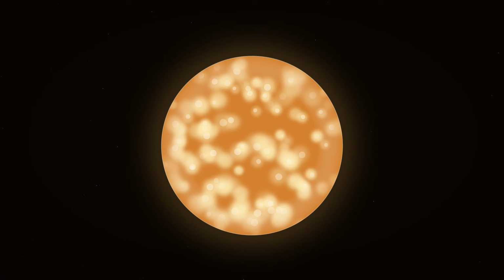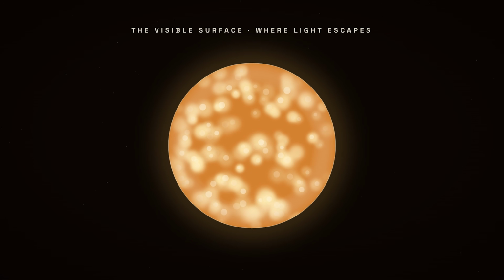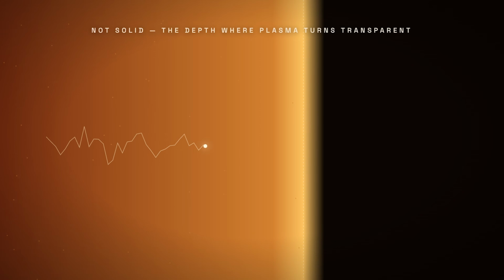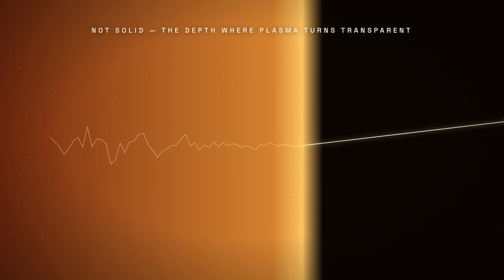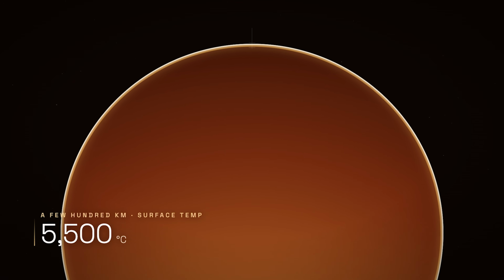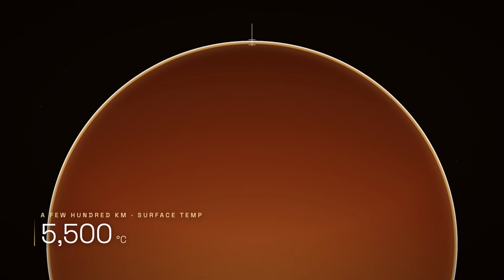Photosphere. The photosphere is the visible surface of the sun, the layer from which nearly all its light escapes into space. It is not solid. It is simply the depth at which the plasma becomes transparent enough for photons to travel freely, ending the endless scattering of the interior. It is only a few hundred kilometers thick, thin compared to the body of the sun, and has a temperature of around 5,500 degrees Celsius.